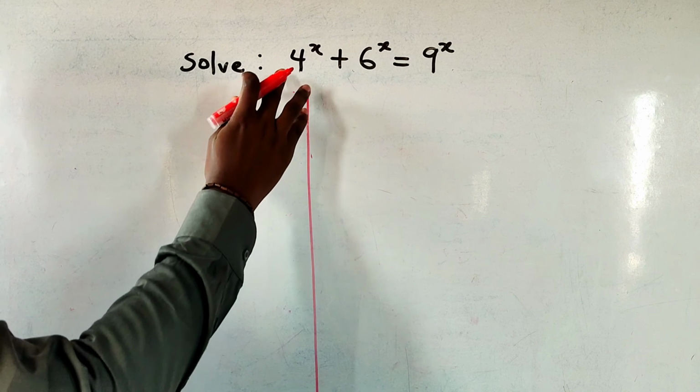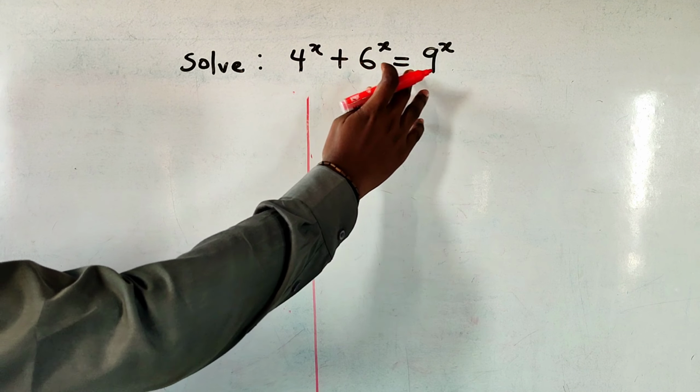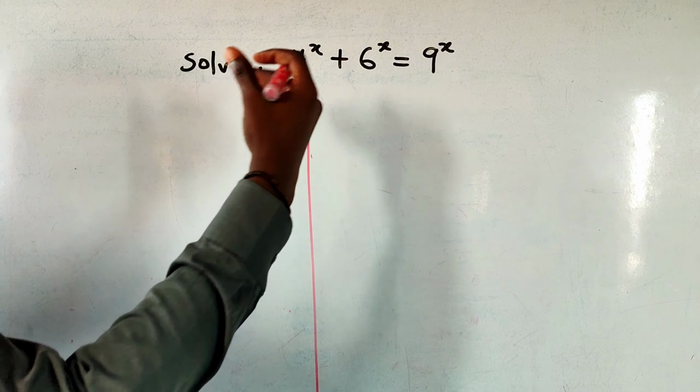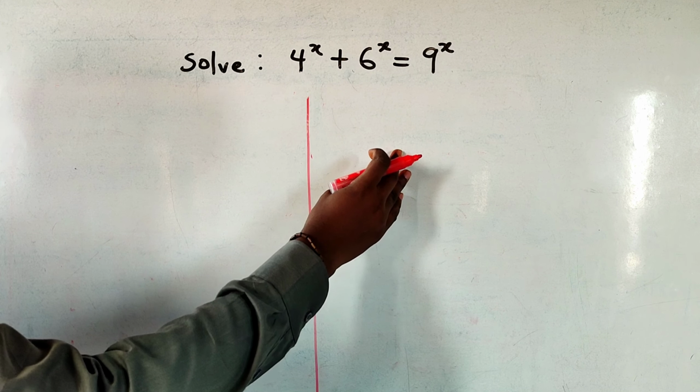Hi there, let's solve this problem. 4 to the power of x plus 6 to the power of x equals 9 to the power of x. If you think you can solve it, pause the video, then try it, and come back for the solution.